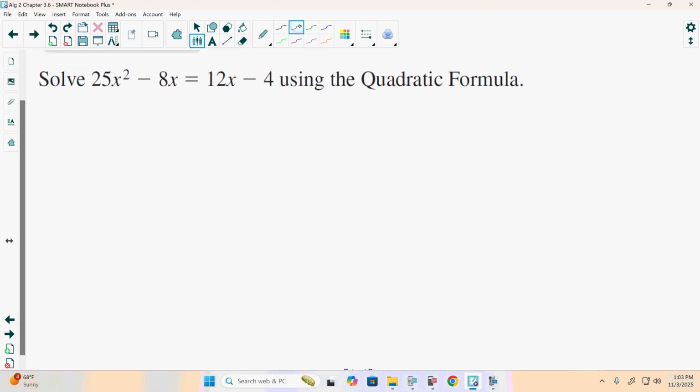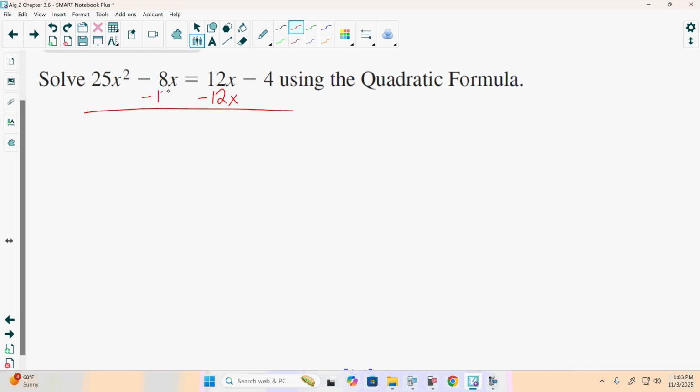All right, this one here is a little bit different because we do have 4 terms. We have 2 on either side. That means we're going to have to move 2 things. So I can move everything over to the 25x squared, or I can move the 25x squared and negative 8x over. Either direction, we're going to have to move two things. So there's not one that's better than the other.